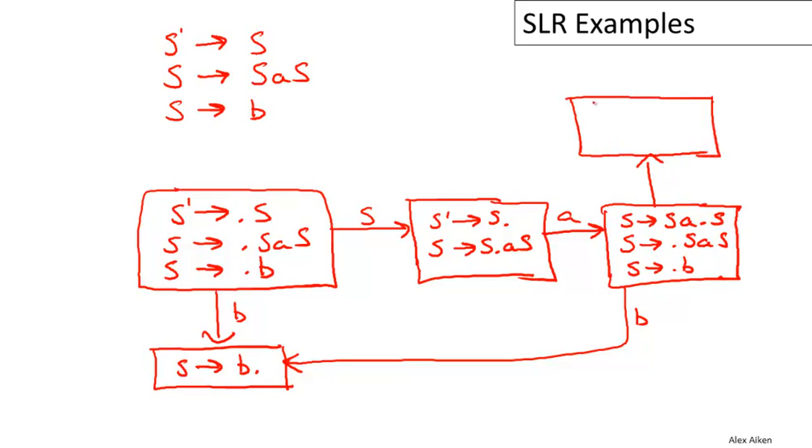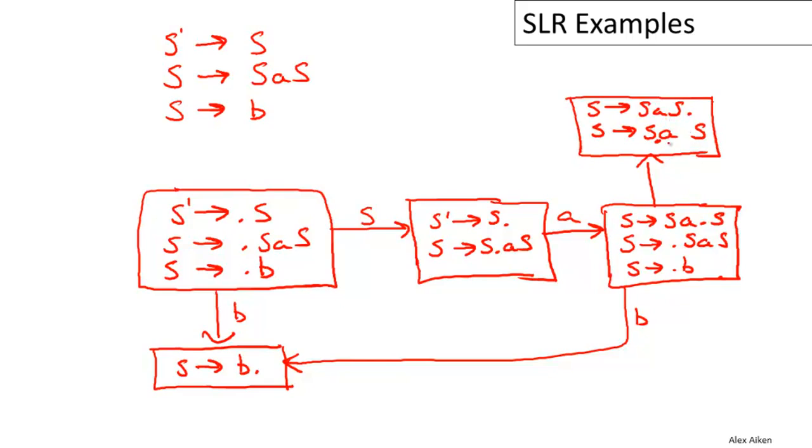Where we have S goes to SAS dot, we've seen the complete right-hand side of that production, or S goes to SA dot S. Actually, that dot's in the wrong place, so let's erase that and put it in the right place. It's right here, before the A, not after the A. All right? And now we have to think about what happens in this state.